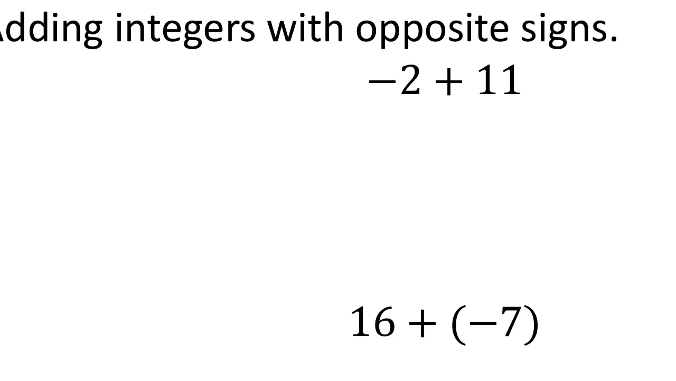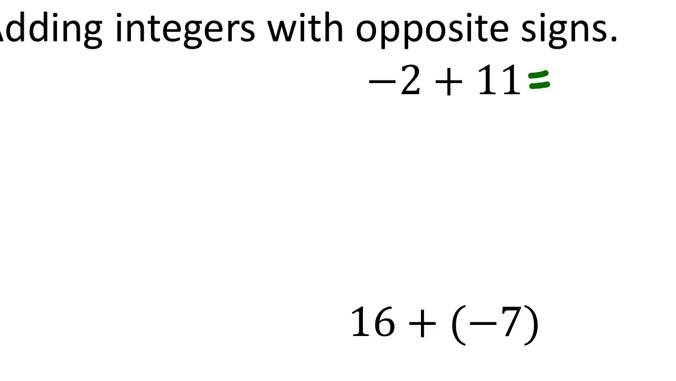Now, those last two examples were adding integers with the same sign. With two positives added together, we just add the numbers. If it's two negatives together, add the two negatives, keep the sign, okay? So keep the sign, add the numbers. But when they're opposite signs, like in these two examples, there's a couple of things to consider when we solve these problems, okay?